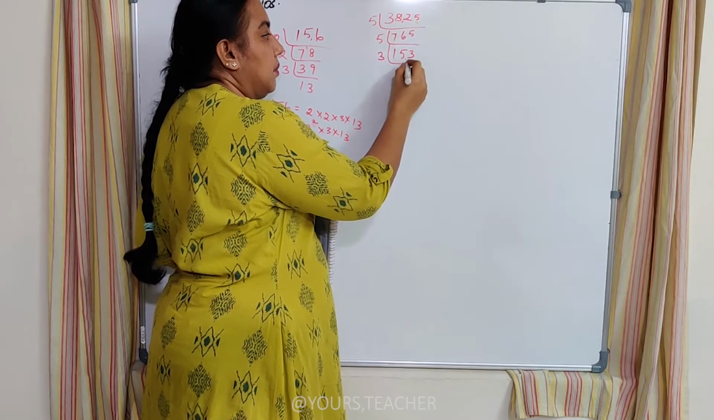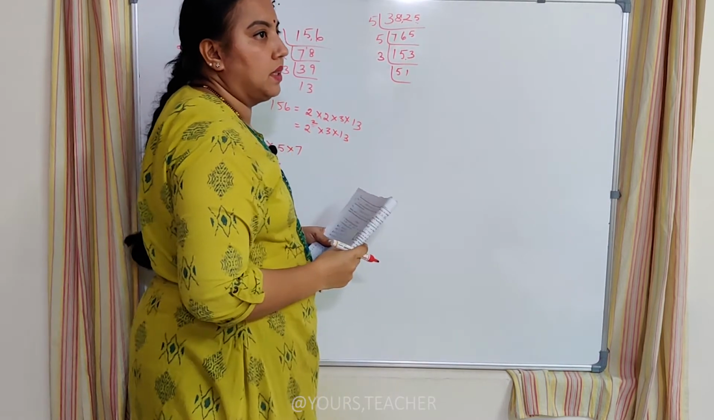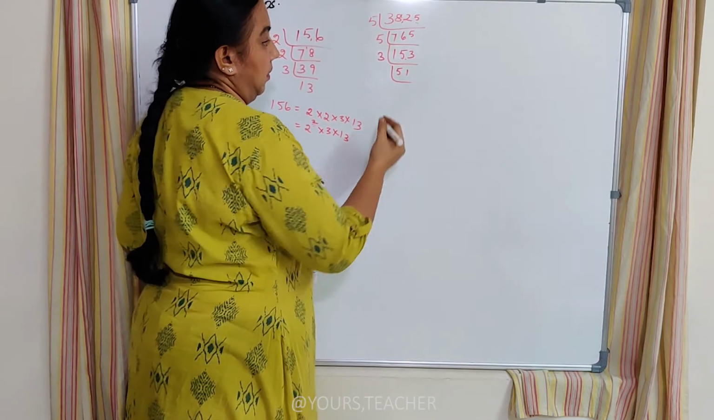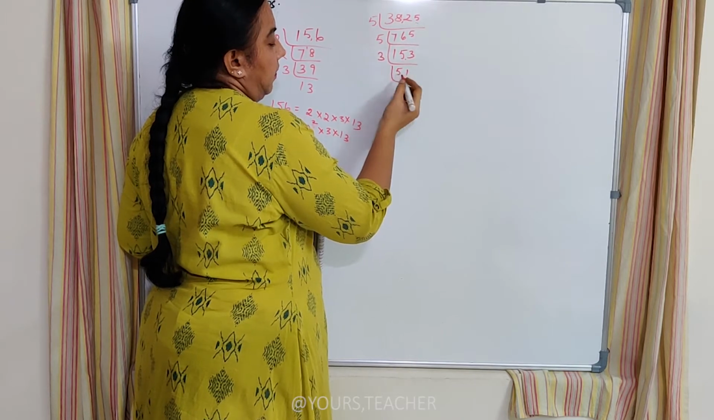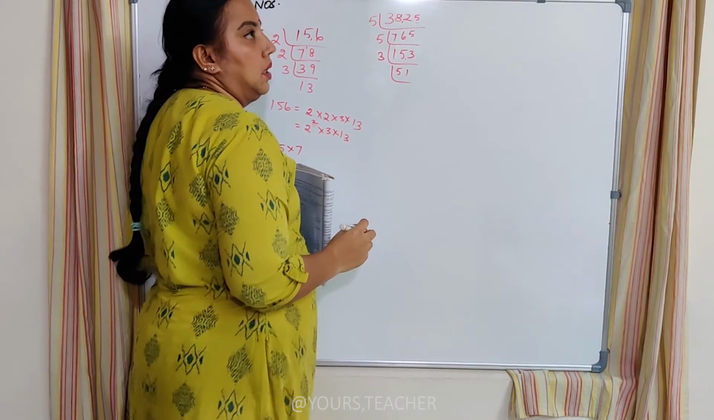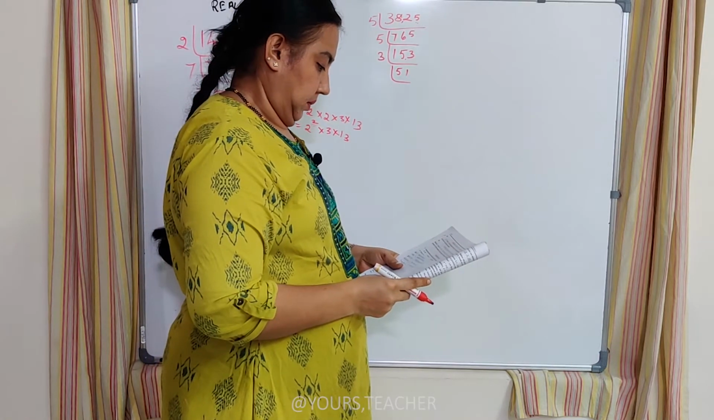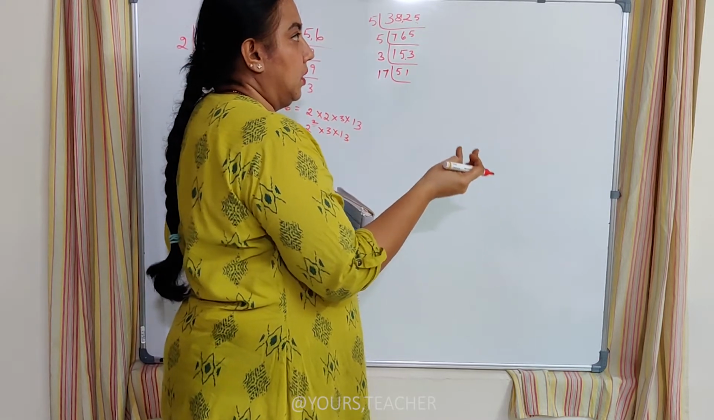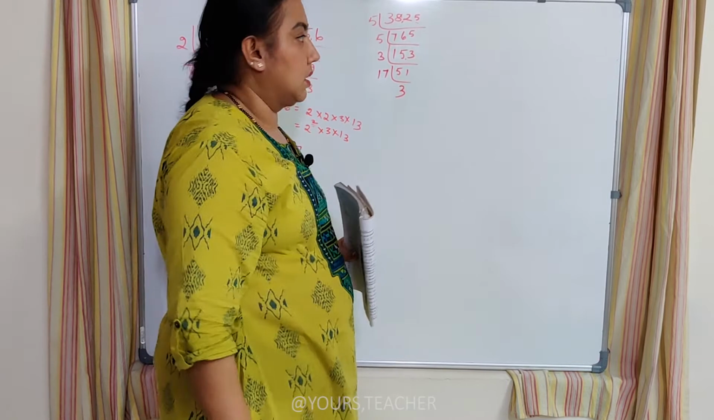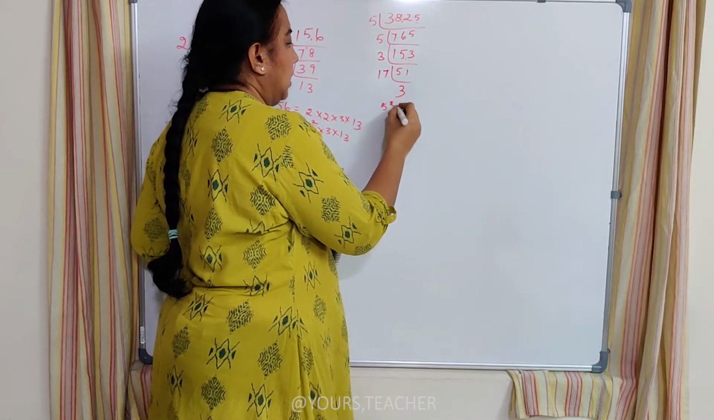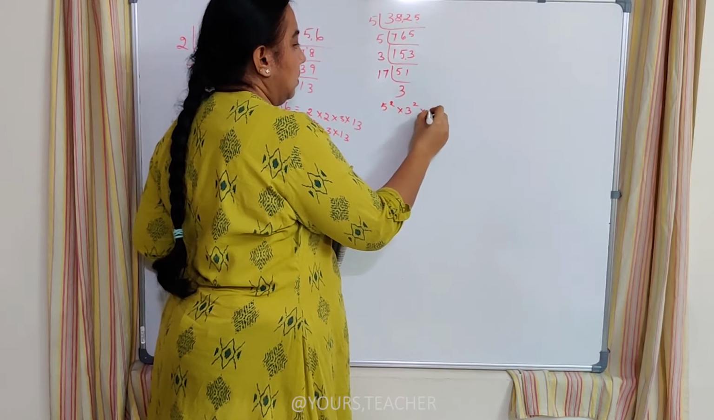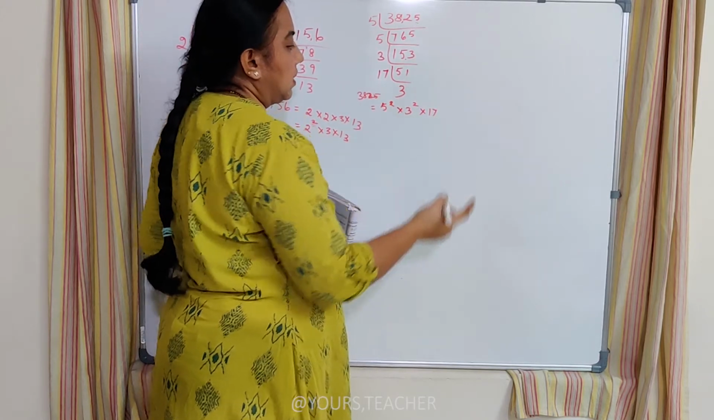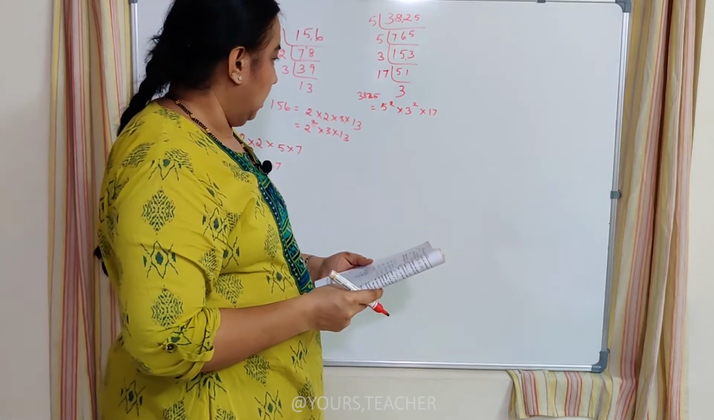So 3 fives and 1. 51, it comes in the 13 table? No, it comes in the 7 table? No, 51 is not in the 7 table. Any other table? 17 table. Okay, 17 table. 17, 34, 51. So it comes for 3 times. So 5 square into 3 square into 17. So 3825 can be written as 5 square into 3 square into 17.